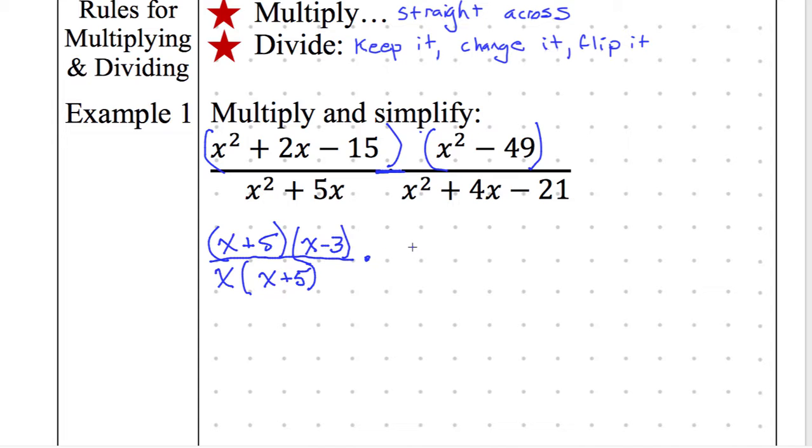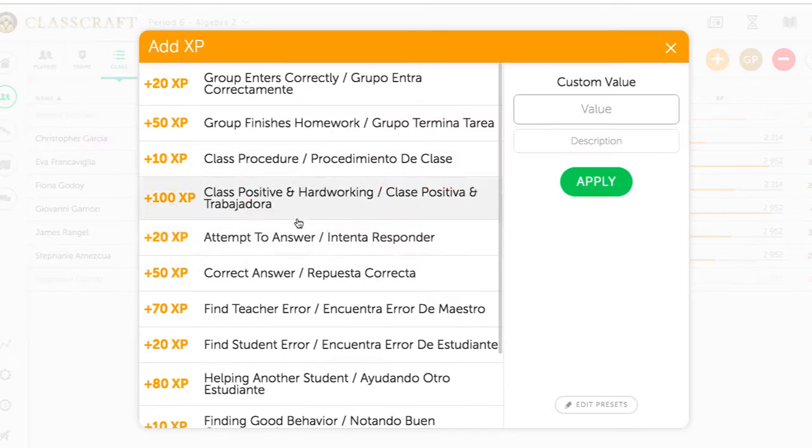X squared minus 49. How do I factor this? It's x plus 7 times x minus 7. Yes. What is this called? This thing right here. It starts with a D. Difference of squares. There it is, yeah. Thank you, Eva. You can turn in your card.